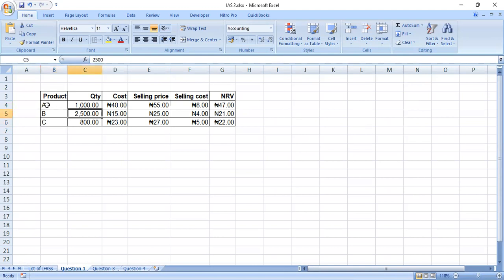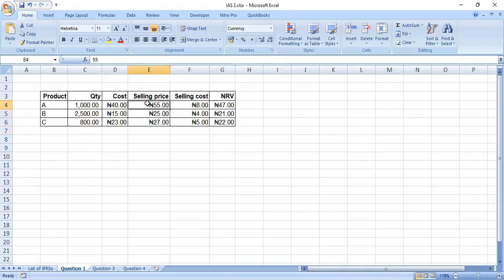And then we have the quantity in units. So quantity or units, okay? We have the cost per unit, then we have the selling price, and then we have the selling cost per unit, and then we have the net realizable value.